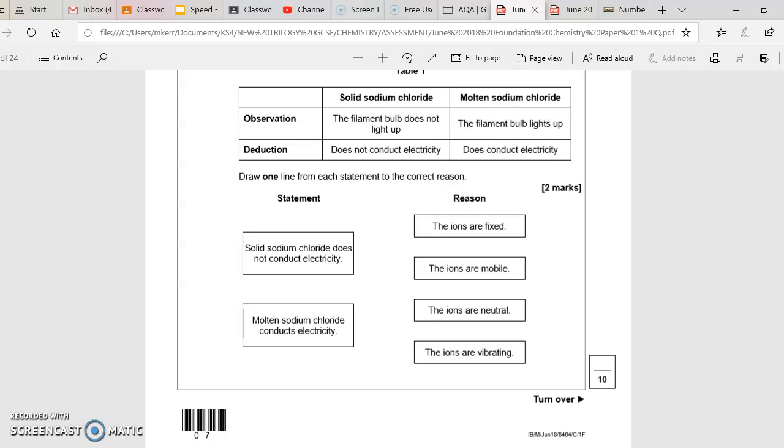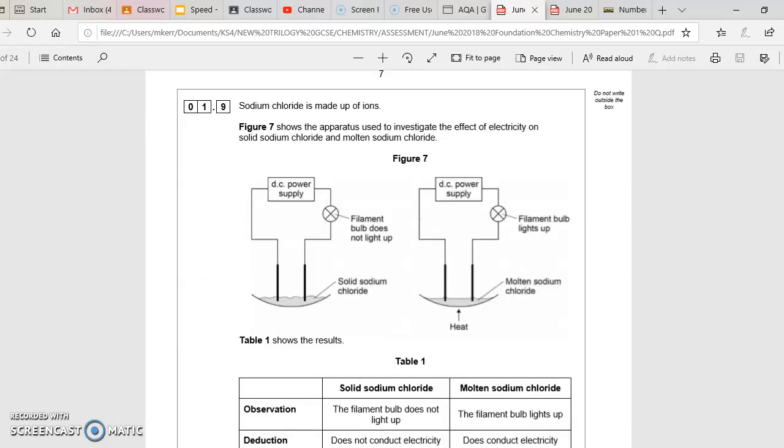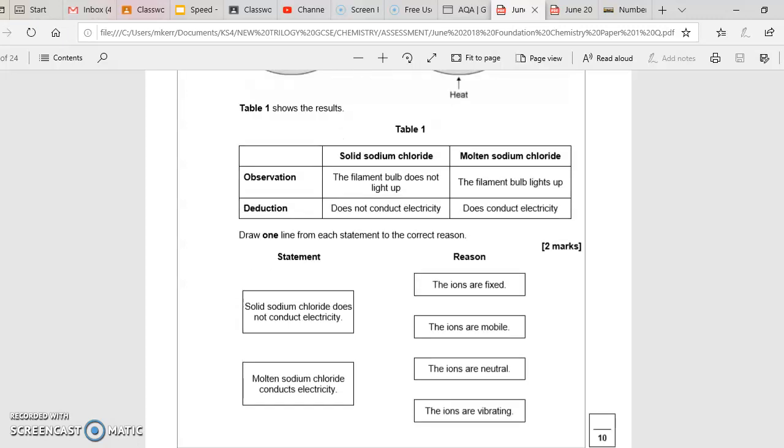So we've got statement, solid sodium chloride does not conduct electricity. And if we go to it, the filament light bulb on the left does not light up with solid sodium chloride. Our reason for that, we've got ions are fixed, ions are mobile, ions are neutral, ions are vibrating. Ions are neutral is just a random one they put in there, so eliminate that. Ions are vibrating just tells you the properties of a solid particle. So we've either got these two are the ones we're probably going to be using. And it can't conduct because the ions are fixed.